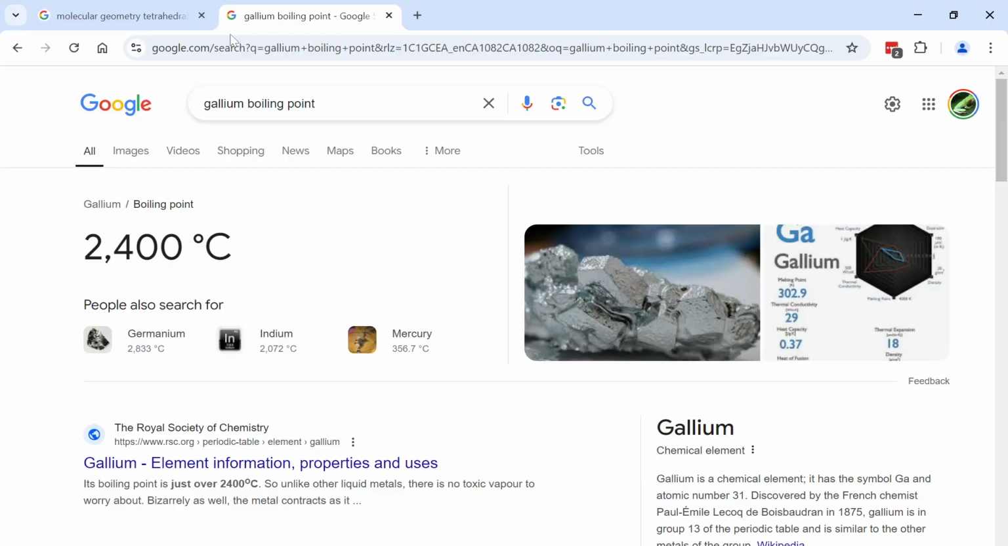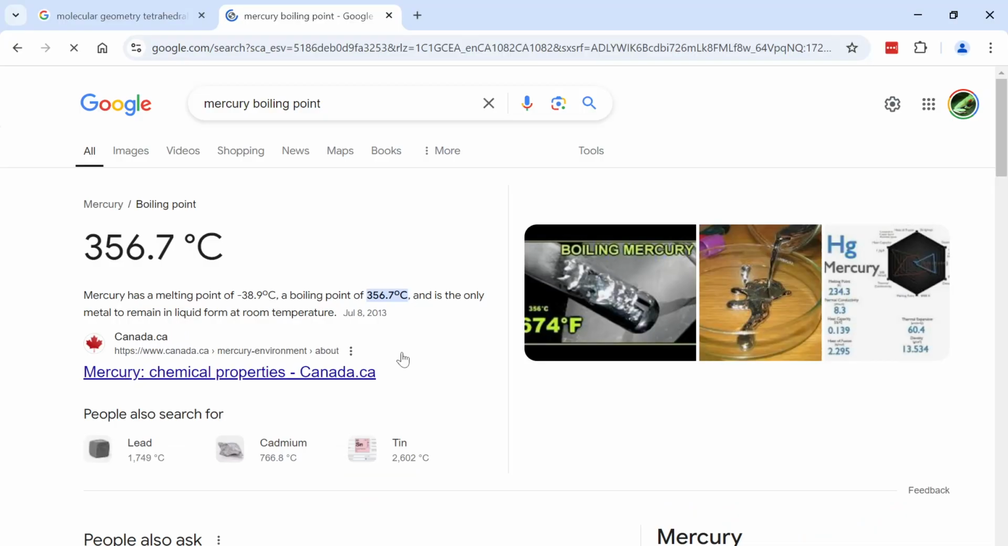Okay, so you would have to heat gallium to 2,400 degrees Celsius in order for it to boil. The reason I chose gallium is because it is almost a liquid at room temperature. Mercury boils at 357. That's pretty low. So it is toxic in the gas form.